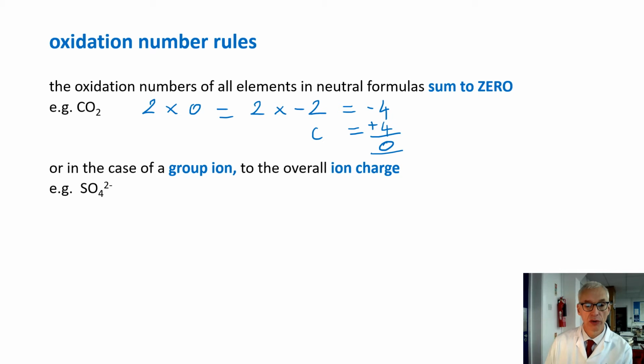So oxygen, there's 4 oxygens. So that's 4 times -2, because oxygen is always -2, so that comes to -8. Sulfur we don't know, because there's not a rule, but we know that it must sum to -2. So we deduce, therefore, that sulfur is in the oxidation state +6.